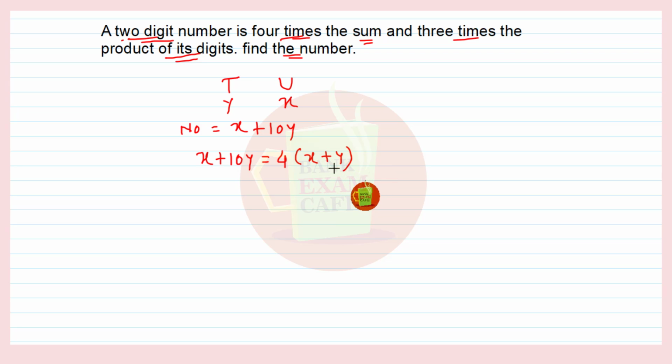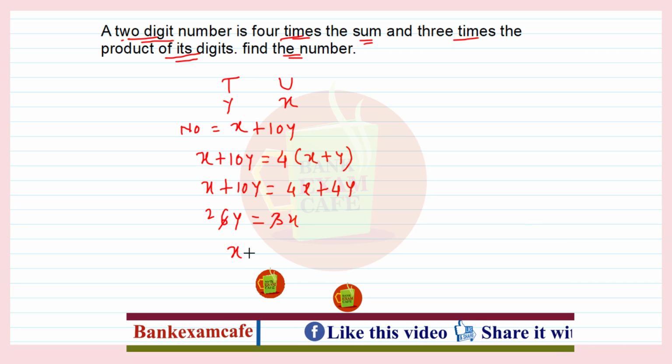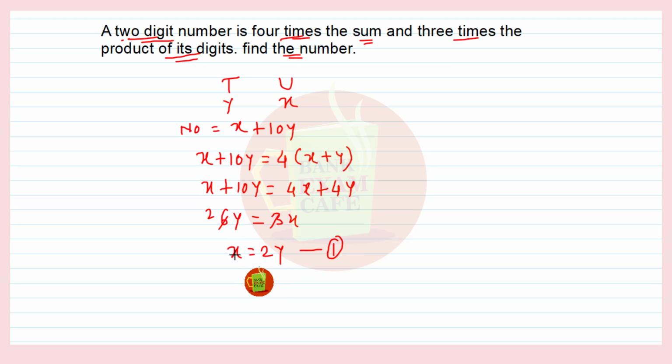We will solve this, multiply 4 inside the bracket, so it will be x plus 10y, which is equal to 4x plus 4y. Now take 4y to this side, so it will be minus 4y. So 10y minus 4y, that will be 6y, which is equal to, take x to this side, it will be minus x. So 4x minus x, that will be equal to 3x. So 3 ones are 3, 3 twos are 6, and therefore x is equal to 2y. Here let it be number 1. Here we have got the value of x in terms of y as x is equal to 2y.